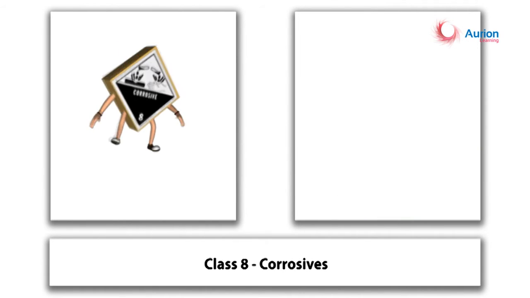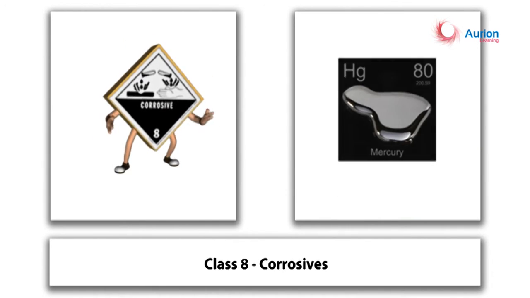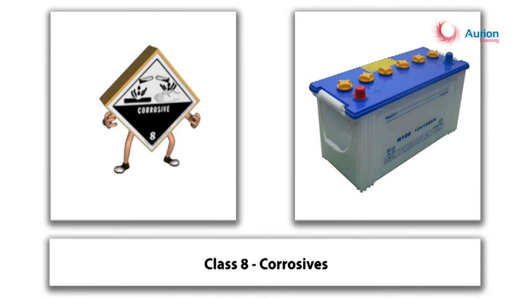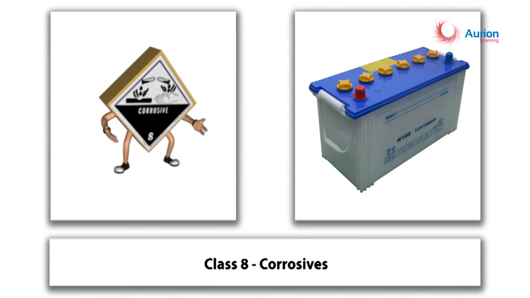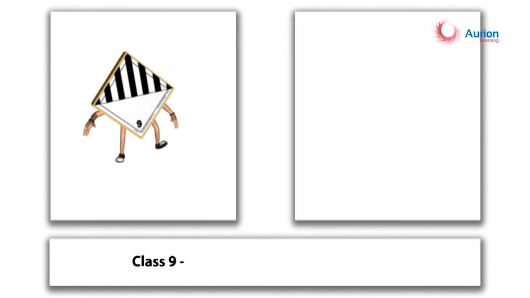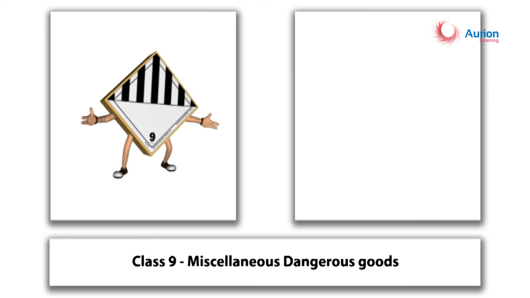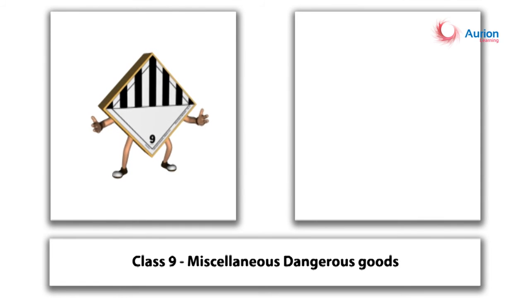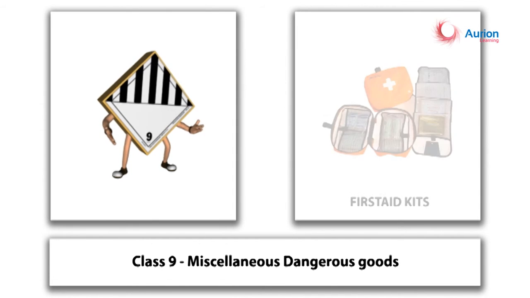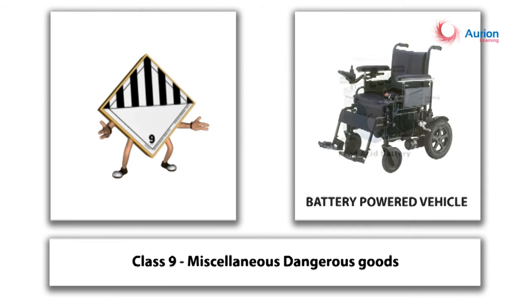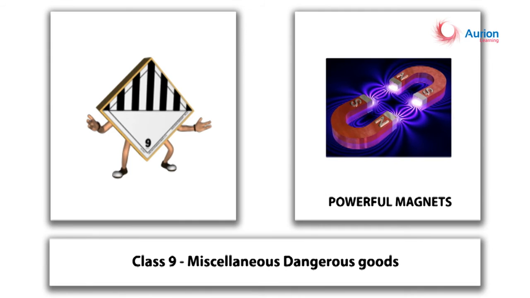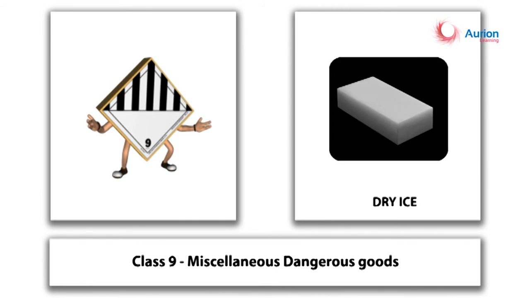Class 8 Corrosive substances, example, mercury. Acids such as sulfuric acid found in batteries, etc. This class has no subdivisions. Moving on to Class 9 Miscellaneous dangerous goods. This class has no subdivisions. Examples are first aid kits, battery-powered vehicles and devices, rafts, life-saving equipment, powerful magnets, dry ice, etc.